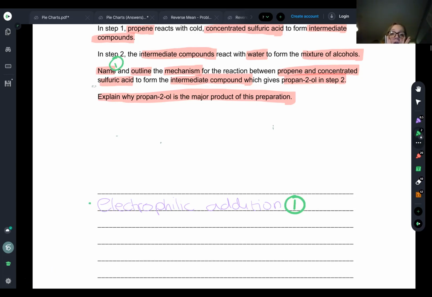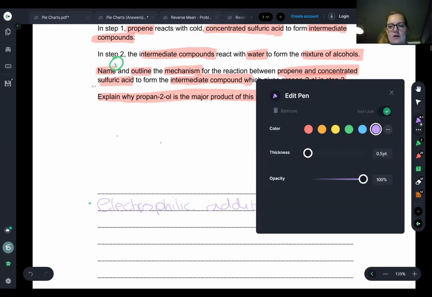Then you get marks for outlining the mechanism. I'm just going to double check on that scheme how many marks you get for each little bit, because it's a 7-mark question. So you can actually get quite a lot for drawing the mechanism out. Let me just double check this. 1, 2, 3. So you get 4 for outlining the mechanism. So again, 1 for the name, 4 for outlining the mechanism, which will take us to 5, and then 2 marks for explaining why propan-2-ol would be our major product of the prep. So let's have a go at drawing this out.